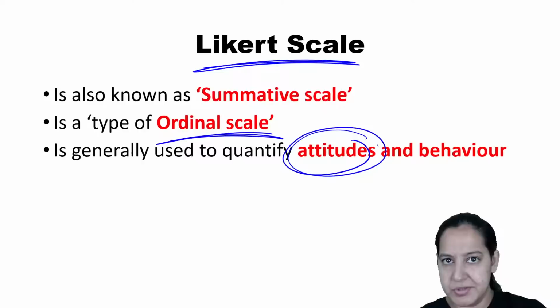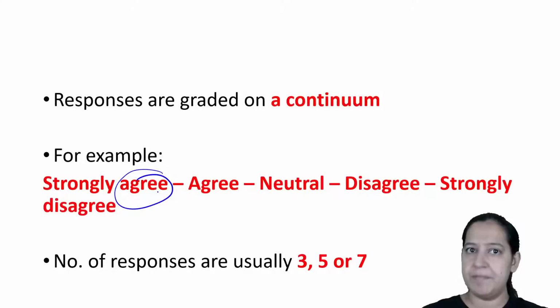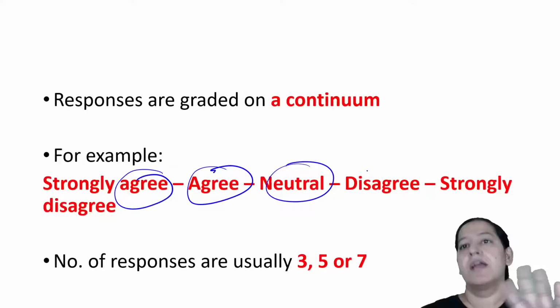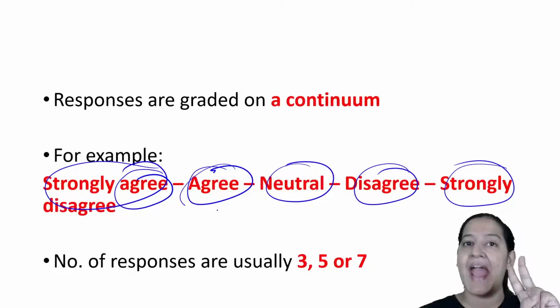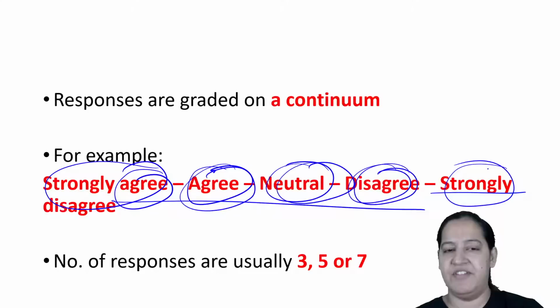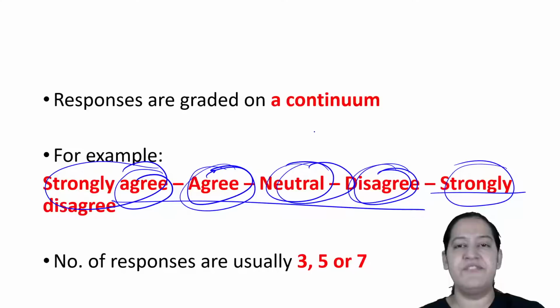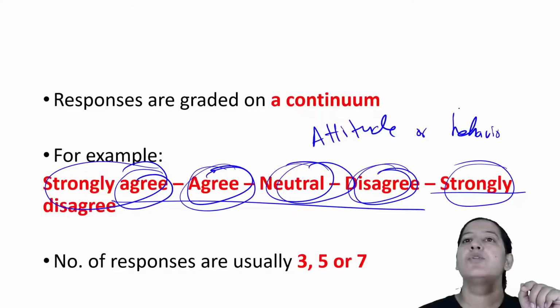Whether you strongly agree with me or just agree, whether you are neutral, neither agree nor disagree, whether you disagree with me or strongly disagree with me, there is a particular order. So that is a particular attitude or behavior of a person which is classified on a scale. Whenever we classify the attitude or behavior of a person on a scale, in a continuum, it is known as an ordinal scale.